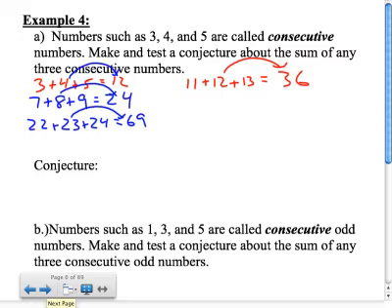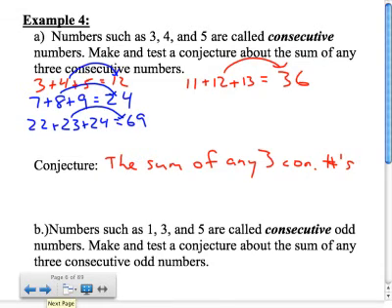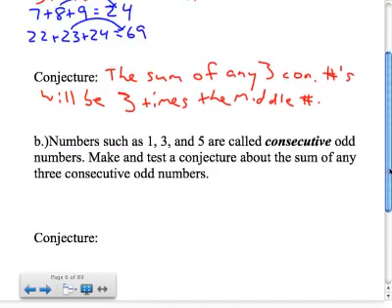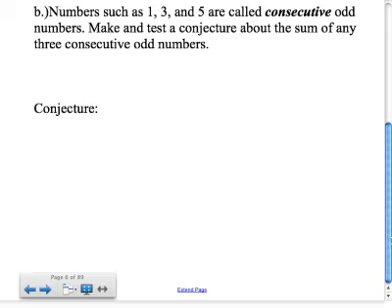Okay, conjecture. The sum of any 3 consecutive numbers will be 3 times the middle number. Okay, so what I'm saying, my conjecture is that you take and you add any 3 numbers in a row. The pattern will be that the sum will be 3 times the middle number. Okay, and that's all you had to do there, was write a conjecture.